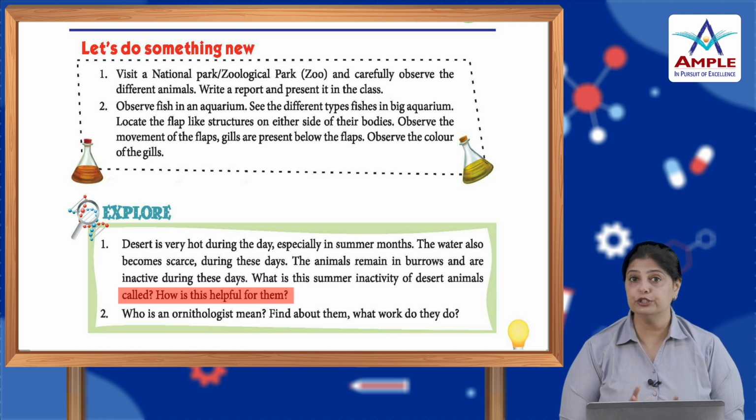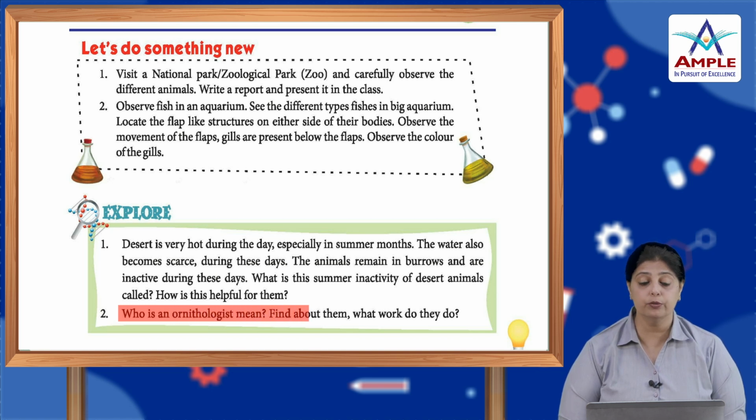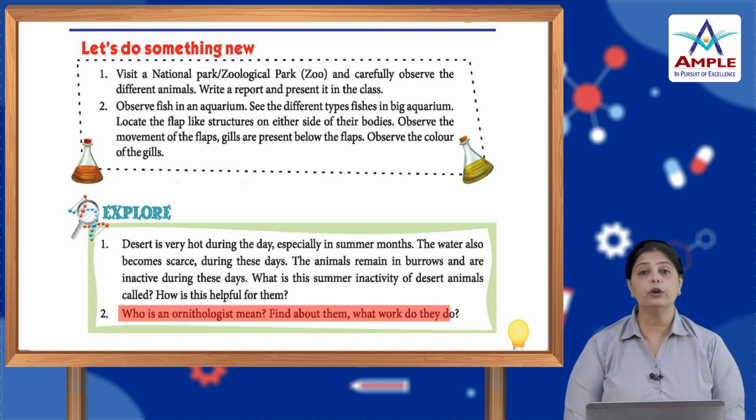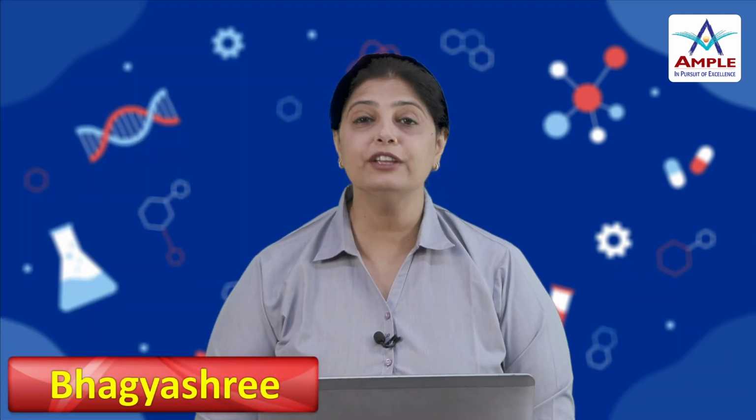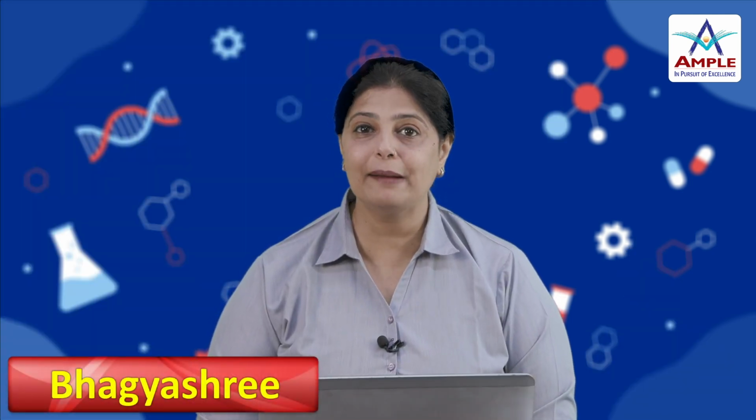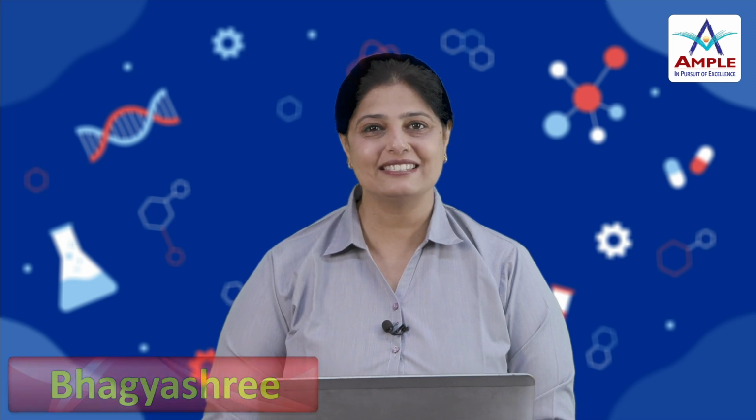What is this summer inactivity of desert animals called, and how is this helpful for them? This is what you need to find out. And who is an ornithologist? You have to find out about them and what work they do. This is something that you need to explore. But before you start exploring, you need to quickly reread the chapter and complete all the exercises. So, get going, children.